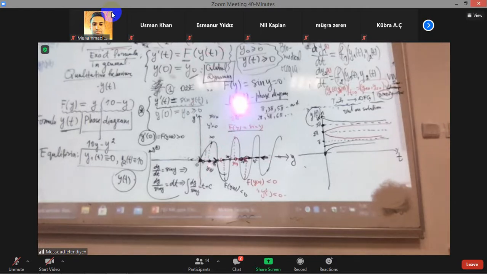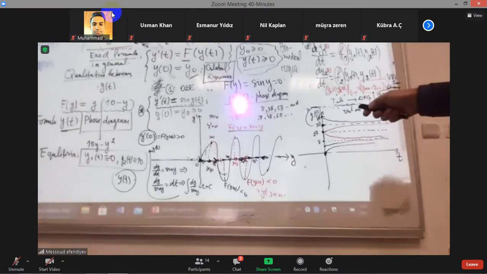Now, let's just look at pi. We know that this function is sine of y, and sine of pi is equal to zero. Therefore, at the point pi the function is zero. And then we are looking nearby. So what does local behavior mean? Local behavior means that we are looking at the neighborhood of the point. We are taking the initial data from here. And at this point the value is positive, right? At this point, if it is positive, that means y prime is positive.